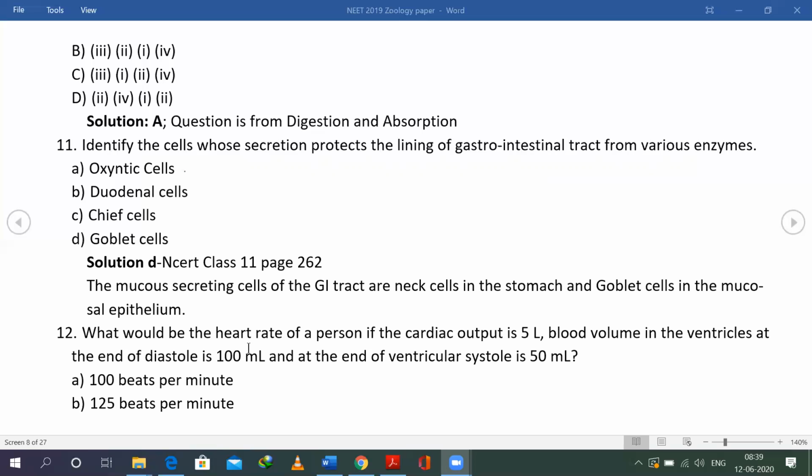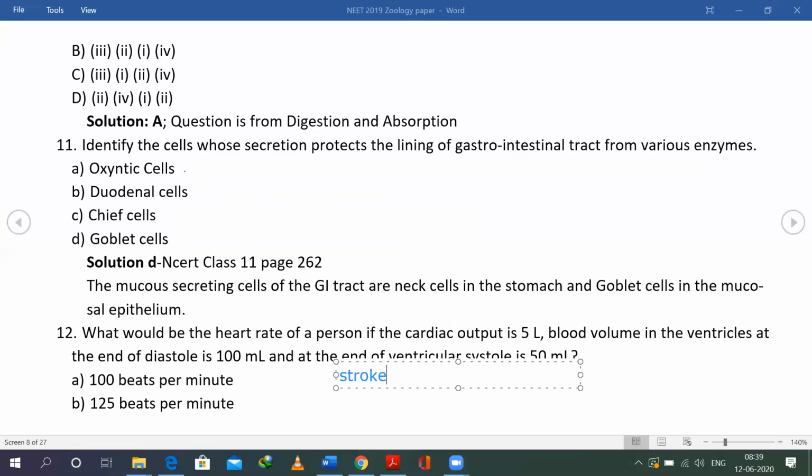Now, what would be the heart rate of a person if the cardiac output is 5 liters? So what is cardiac output? The cardiac output is how much blood is pumped by the heart in a minute. In human beings, what is the cardiac output? It depends on the stroke volume.